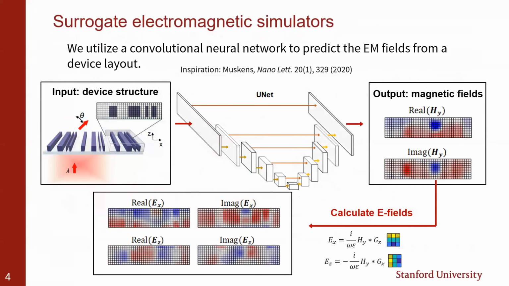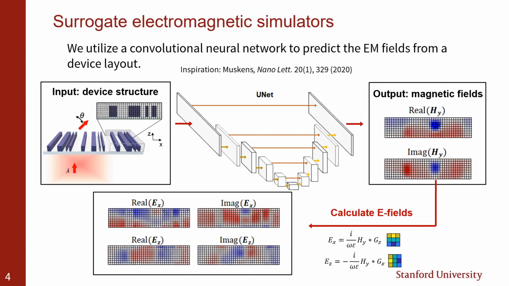Inspired by these works, we developed a U-Net which can be trained to predict EM fields from a device layout. The U-Net is a special type of deep convolutional neural network. It is made of an encoder and a decoder. And then shortcut links are used to connect between the encoding blocks and decoding blocks to maintain a strong feature correlation between the input and output layers.